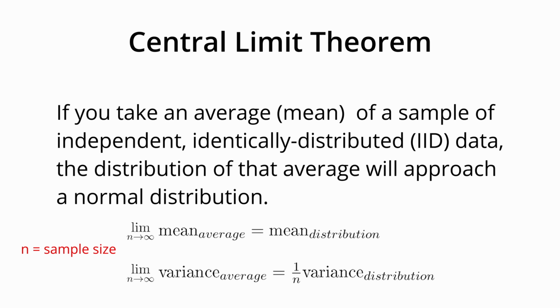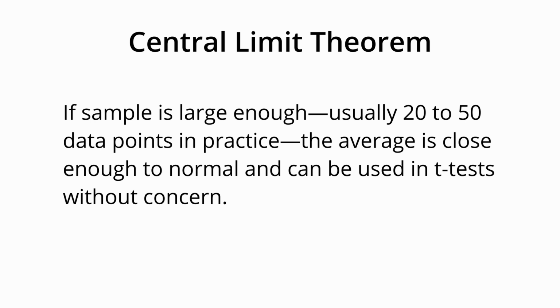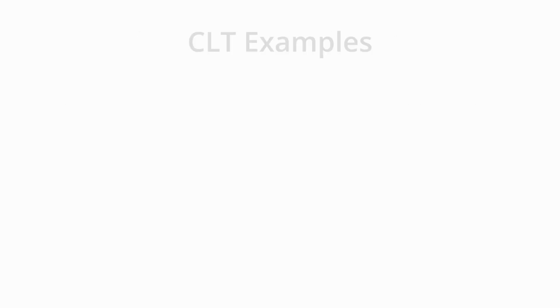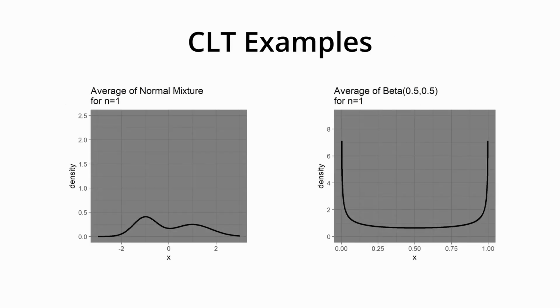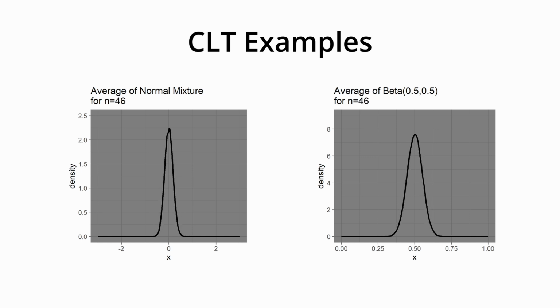Basically, what this means for us is that if you have a large enough sample, which in practice usually ranges from 20 to 50 data points, you don't need to worry about the data being normal for t-tests. As a couple examples, take a look at a mixture of two normal distributions and this gnarly beta 1/2 distribution. They are clearly not normal, yet when you average more and more points together, the distributions of their averages become normal.